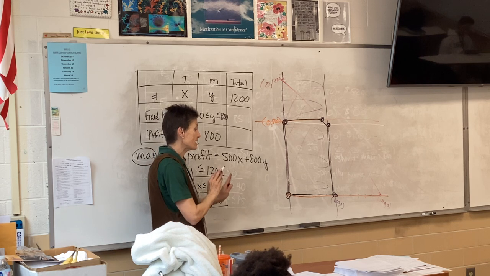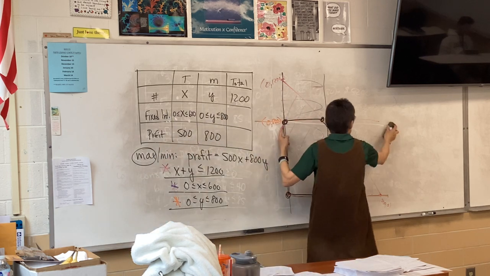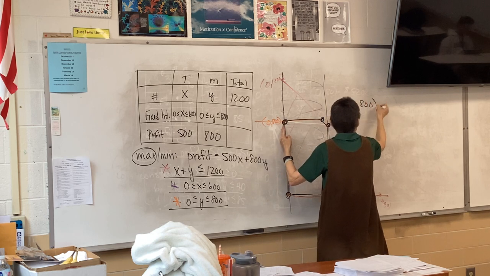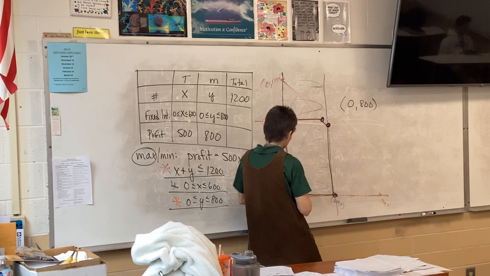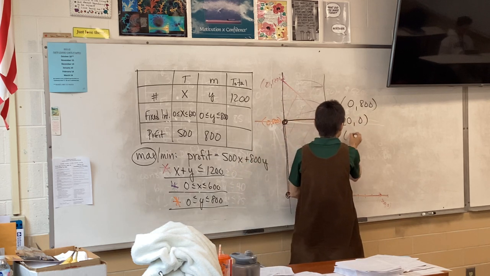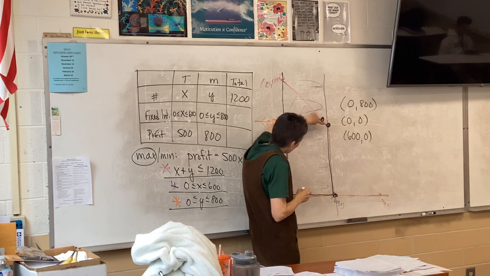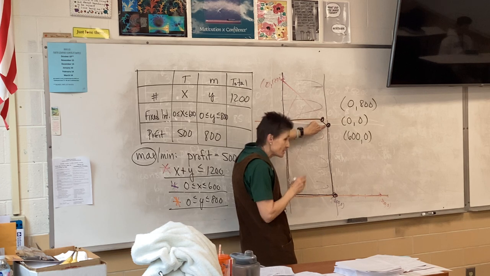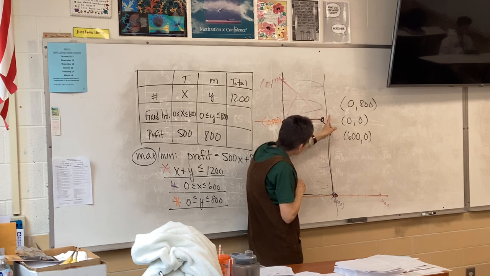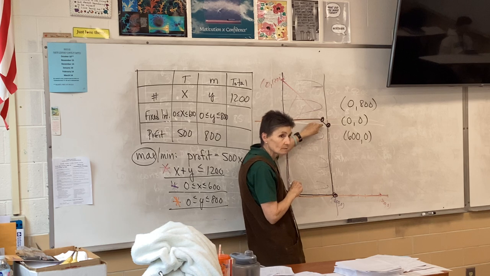Don't start panicking. These dots are going to be really easy to find. This one you already know. This one is 0, 800. This one is 0, 0. This one is 600, 0. Now, look where I'm pointing right here. This is where my colors come in handy. That point is my purple and my red, right?